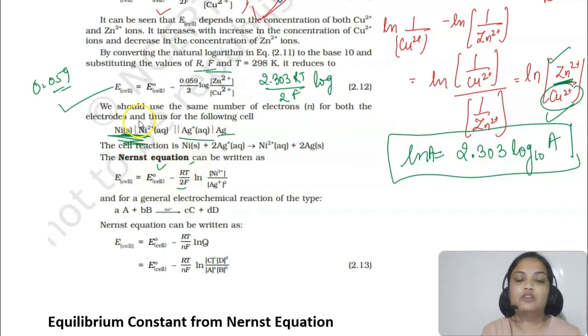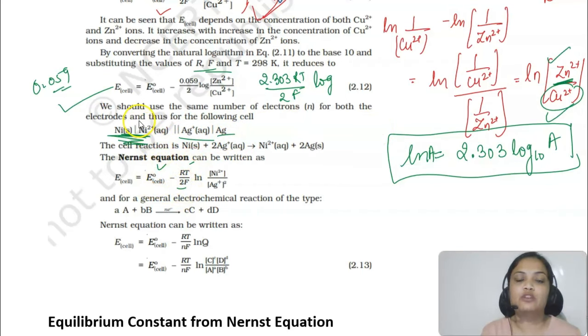So E cell will be E naught cell, the standard potential, minus RT upon nF log of Q. Now Q means the concentration in this case, like the concentration of product raised to the power c, d, and the concentration of the reactant. Of course, whatever is in solid state, its concentration will be 1, so we have not written it here. Okay, we have not written that. So this is your final Nernst equation.